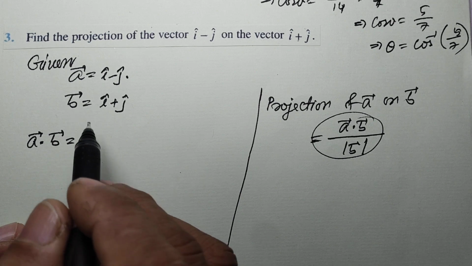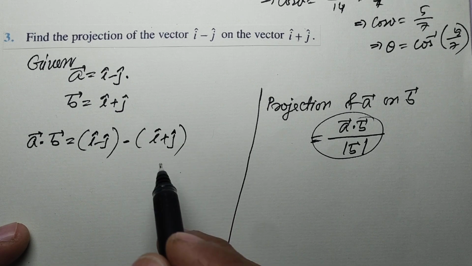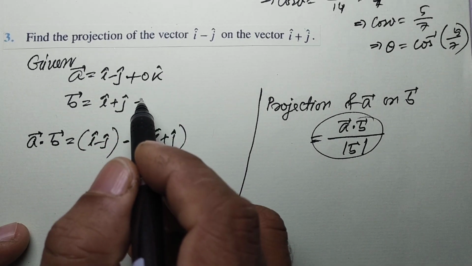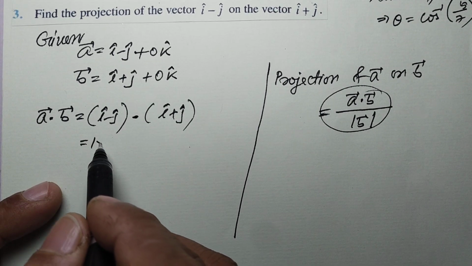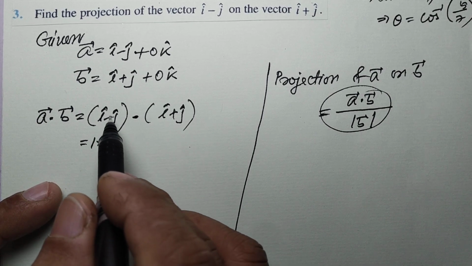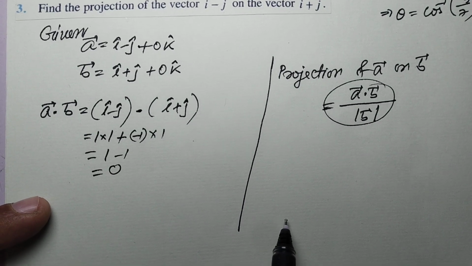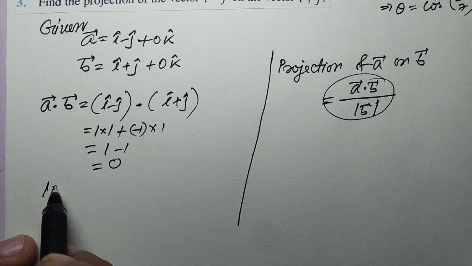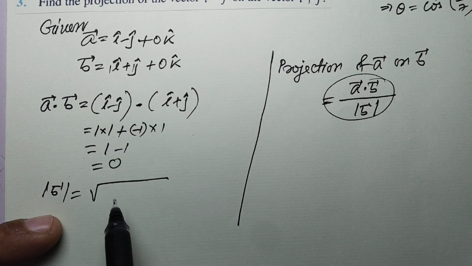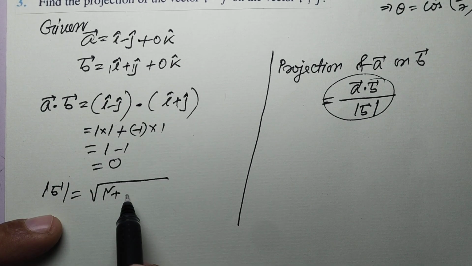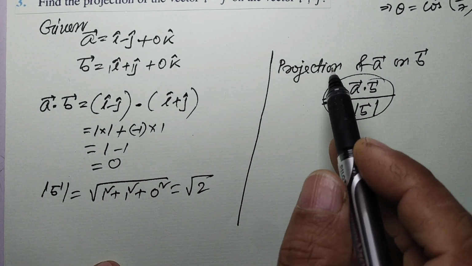So at first I am finding A dot B, vector A i minus j dot vector B i plus j. K is not there, you can write 0k, no problem. Now the dot product is found like this: coefficient of i, that is 1 into coefficient of i again 1, plus coefficient of j minus 1 into coefficient of j is 1, so it is 1 minus 1, it is 0. Then we need magnitude of B. So the magnitude of B is the square root of the sum of squares of the coefficients, so you are getting square root of 2.